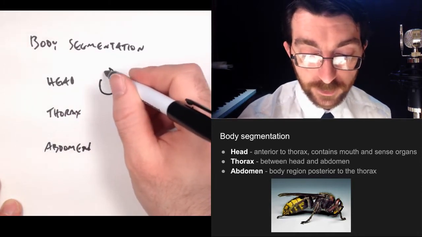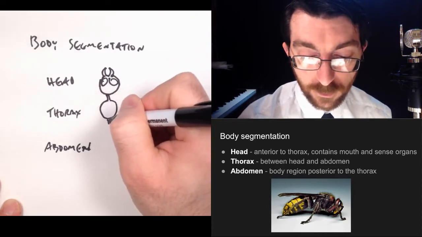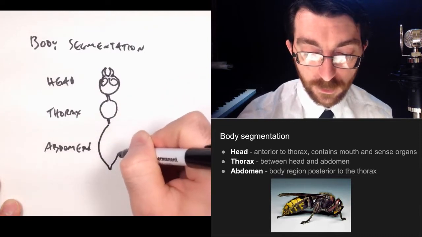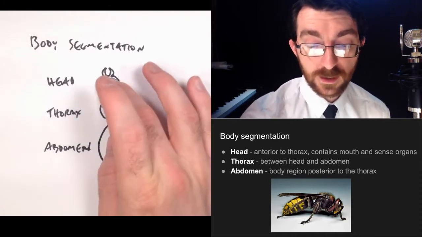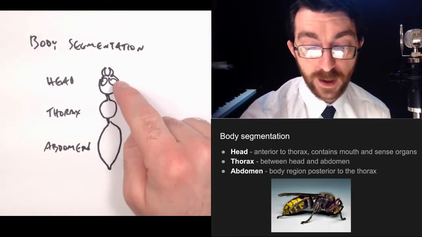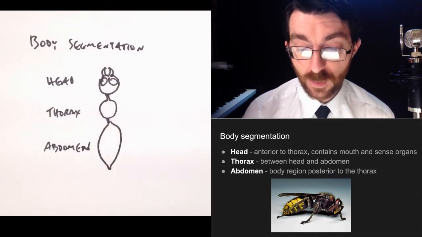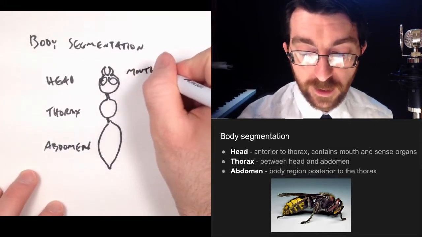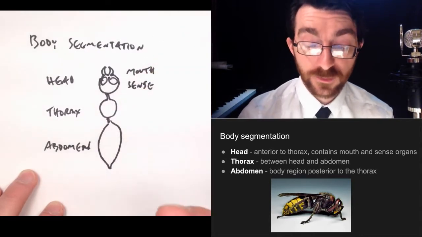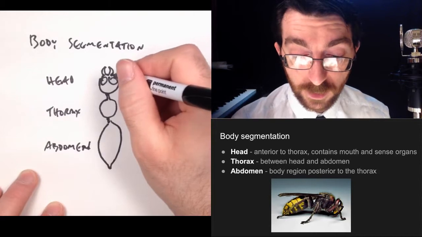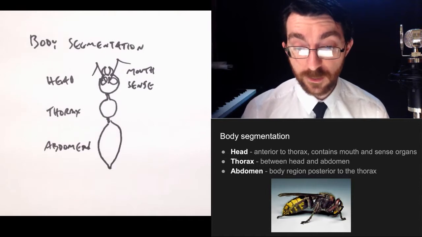Okay, so little mandibles here. Here's the eyes. Okay, so there we go. Let's talk about the segments here. So we got our head. That's anterior to the thorax, right? Anterior means towards the head side. And it contains the mouth and the sense organs. In the case of a lot of insects, we're talking about eyes, of course, but also antenna. So let me put a couple antenna in there. There we go. Can't tell if it's antenna or if it's just really mad. Okay, so that's in the head.